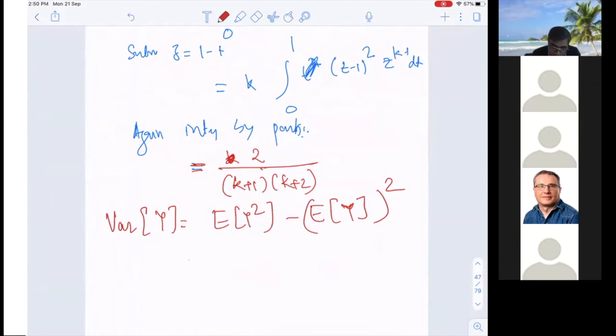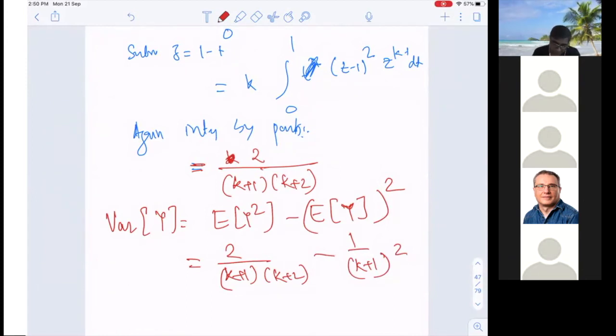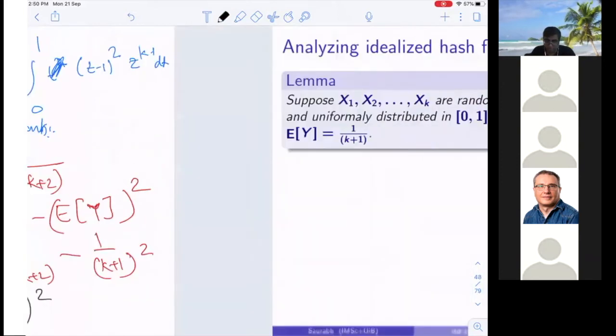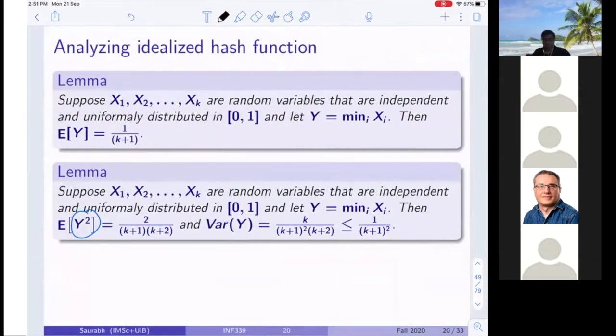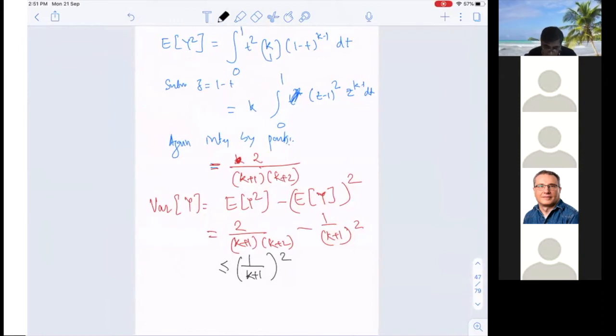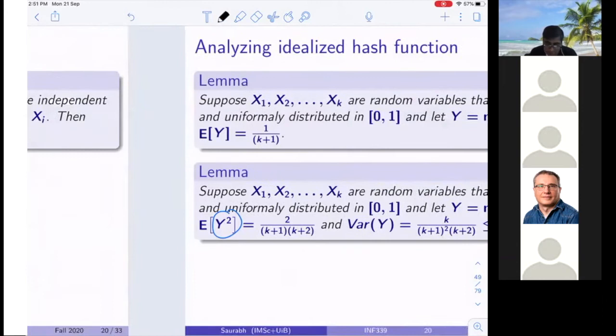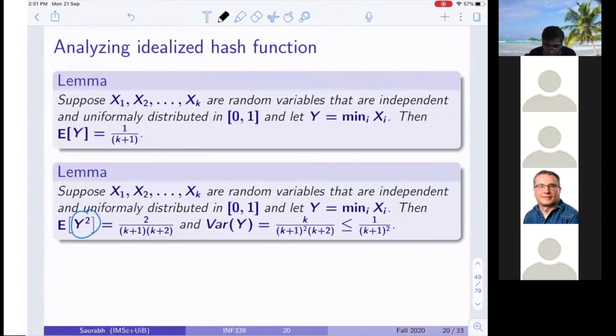So we can just compute it right here: 2 over (k + 1)(k + 2), minus 1 over (k + 1), whole squared. If you do some more computation, you can show this is less than or equal to 1 over (k + 1) whole squared. Any question? So this is how we can compute its variance. If you subtract that minus this, you get this, and k over k + 2 is less than or equal to 1, so this is 1 over (k + 1) whole squared. So this is the variance we have computed.